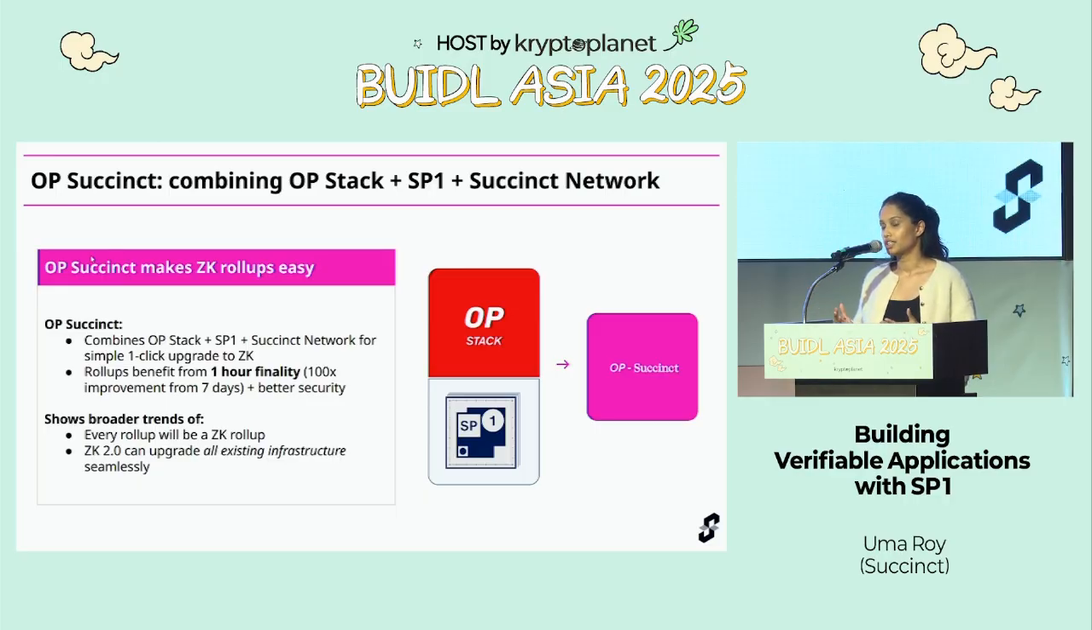So the biggest use case today that we see for Succinct is OP Succinct, which is basically taking an existing rollup stack on Ethereum, OP stack, combining it with SP1 and the Succinct network, and making it very, very easy to deploy a production-grade ZK rollup. So you get a one-click upgrade to a ZK rollup, you get to leverage an existing battle-tested rollup stack, and you get, as a rollup, 1 hour finality, which is 100x better than the 7-day finality you experience with OP stack, and better security. So this trend, I think, kind of proves my point that every rollup will be a ZK rollup, and also that ZK 2.0 can upgrade existing infrastructure that exists, like the OP stack, very seamlessly.